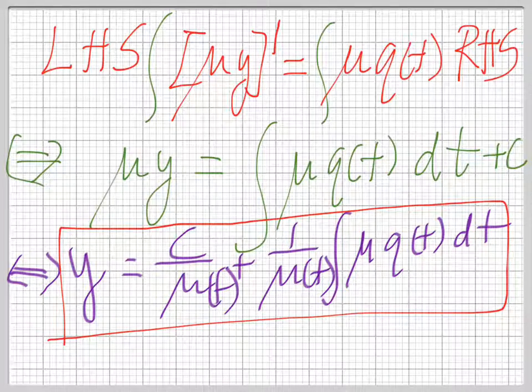As I say, mu of t is a function that we can find by taking e to the integral of p of t times dt. And the integral of mu times q of t dt can be determined using some of the methods that we learned in Calculus 2, or in case it's impossible to find this integral, you just leave it as an integral term.